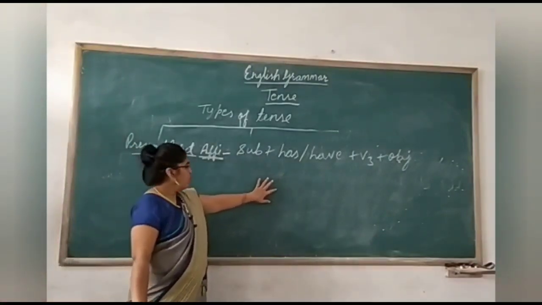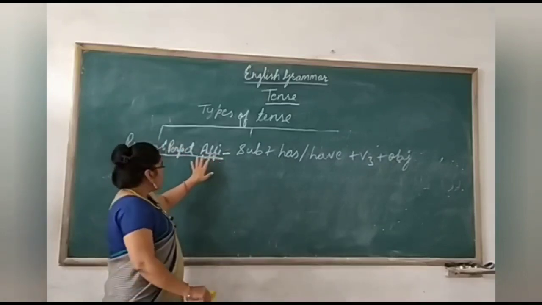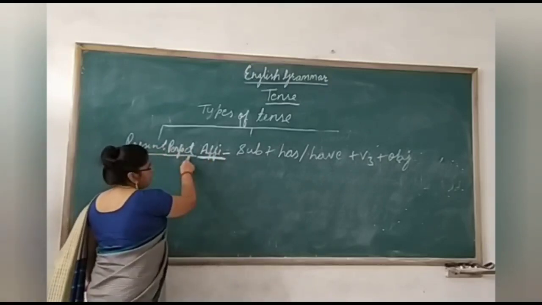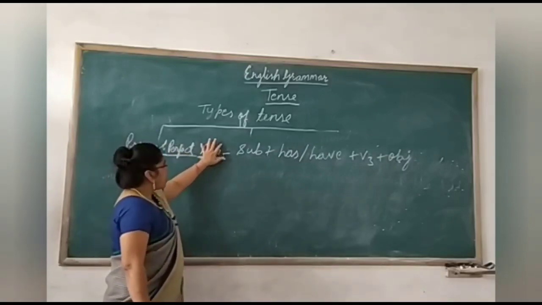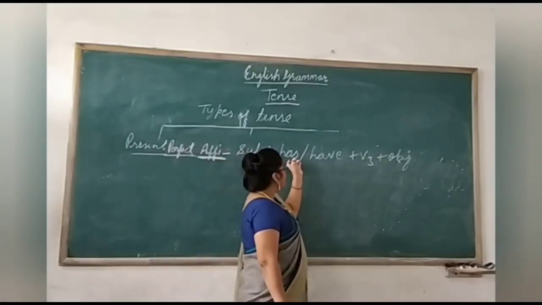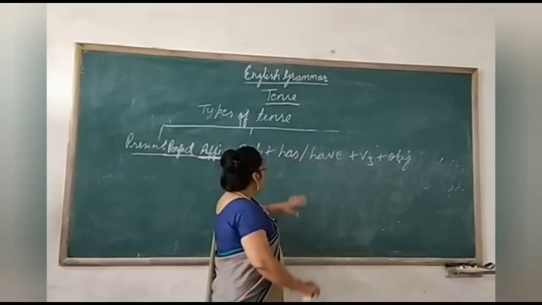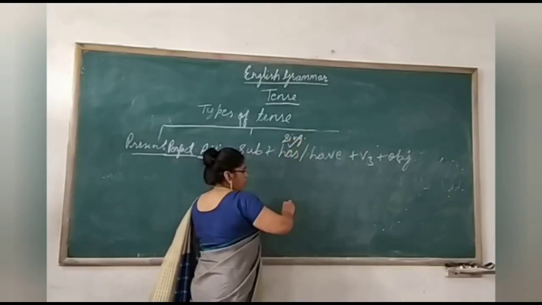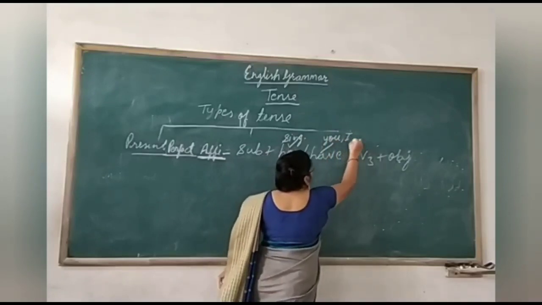Now children, we'll learn the next tense, that is present perfect. So let us now learn the affirmative formula of present perfect. Formula means the structure. Here the present perfect affirmative structure is: you have to write first the subject, then you have two options, two auxiliary verbs. So has will be used always with the singular noun and pronoun, and have you have to use with you, I and plural.